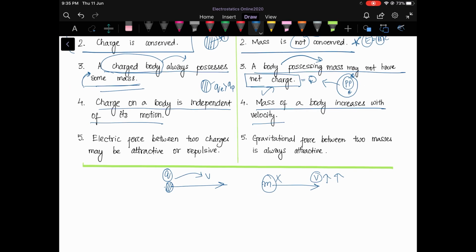Another thing which you can note here is that electric force between two charges may be attractive or repulsive, whereas gravitational force between two masses is always attractive.